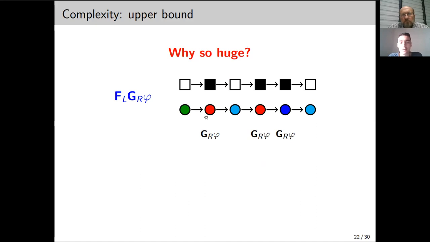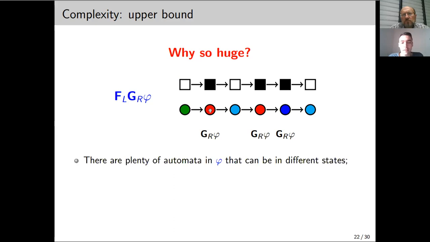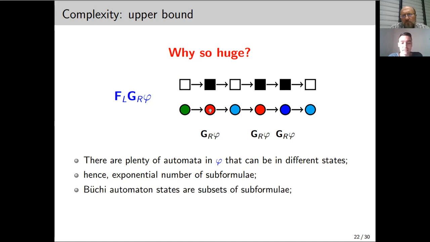So the complication is that we have many, many formulas that we need to check simultaneously on the run. In the case of classical LTL, it's okay. But here we also have automata in operation, and these automata can be in different states for different instances of one subformula. If we check one subformula of phi in the second position, it has some automata inside that may be in different states. And if we check the same subformula in a different position, the automata inside it can be in a different state. So all in all, the number of subformulae with respect to these automata inside becomes exponential. And therefore, since the states of Büchi automata are subsets of subformulae, we have an exponential number of subformulae and a double exponential number of states. So this straightforward approach yields a double exponential number of states.